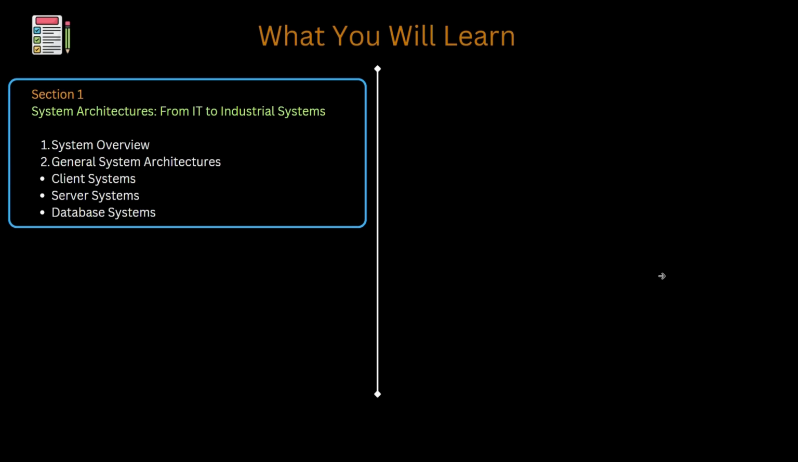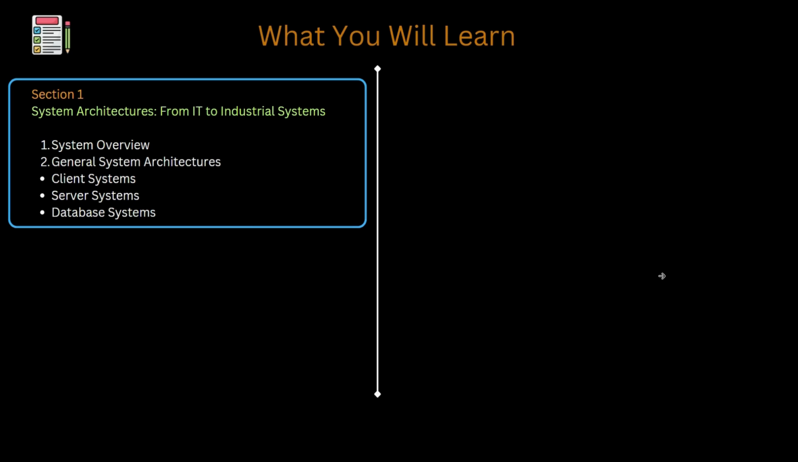Let's get started with section 1. In this section, we will focus on understanding the architecture of IT systems. We will look at the common systems you typically see in the IT world and how they fit together, because this will build the foundation for section 2, where we will move into OT and industrial control system architectures.